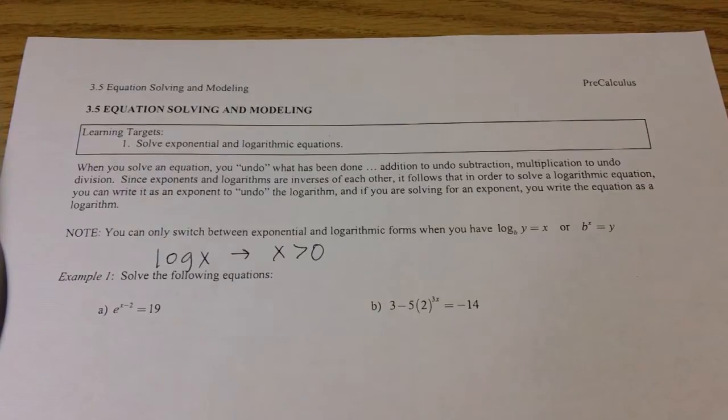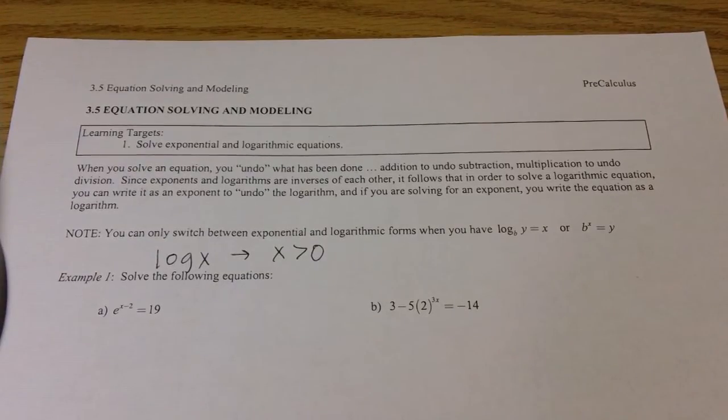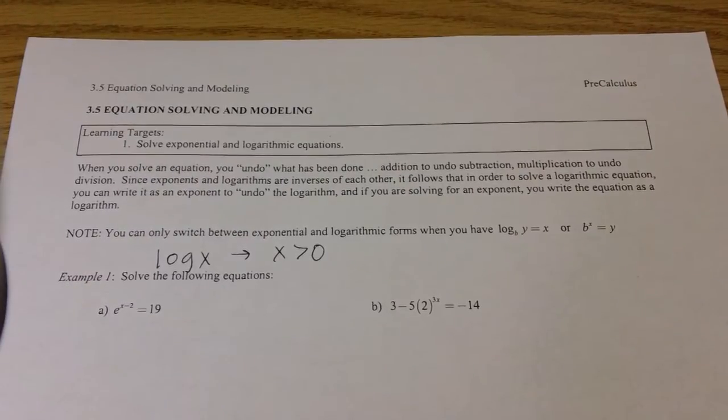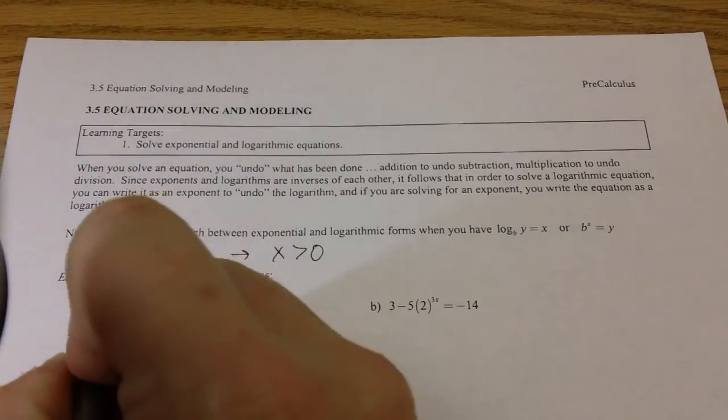Okay, so on this page there are 6 examples. We're probably going to do 3 of them, and you'll have to do 3 of them at home tonight. The first one we're going to do is example A, where you have e to the x minus 2 equals 19. We need to solve for x, and x right now is in the exponent. So what we're going to do is take the natural log of both sides.